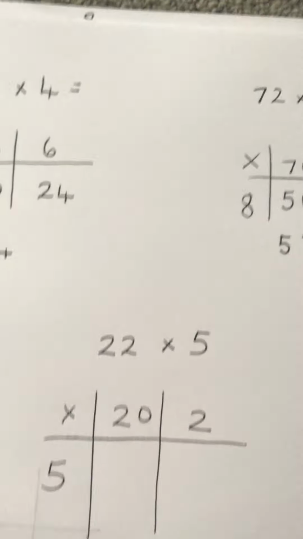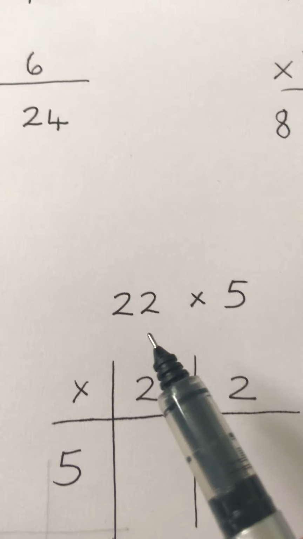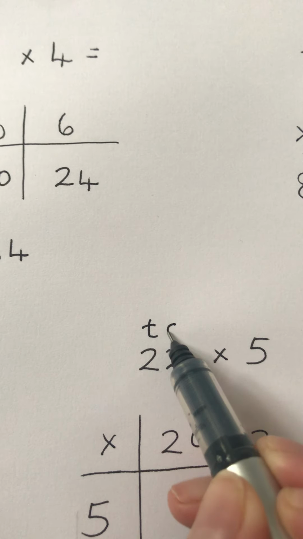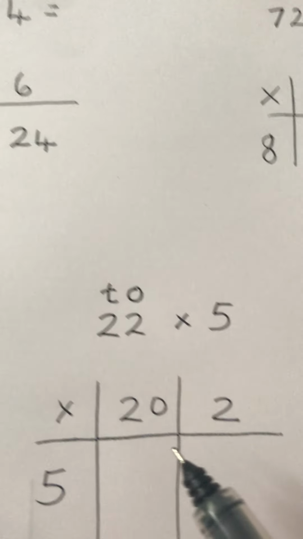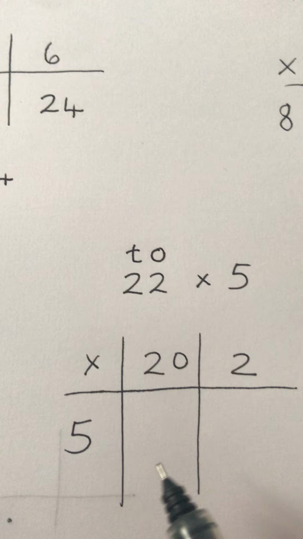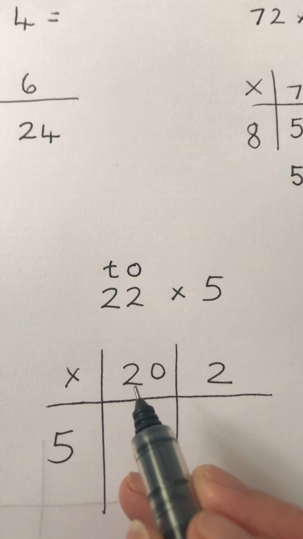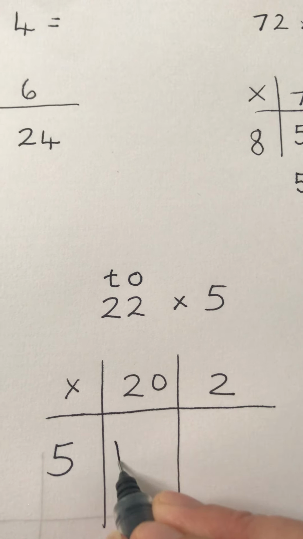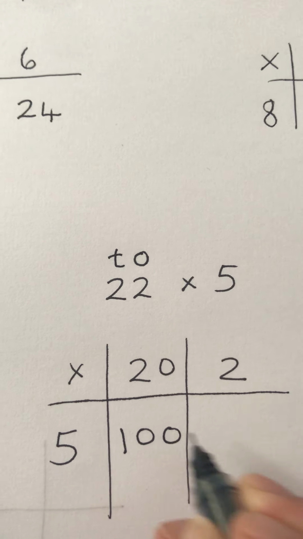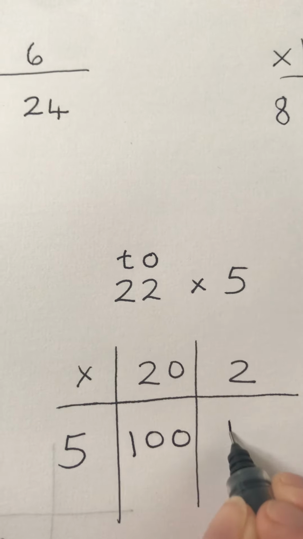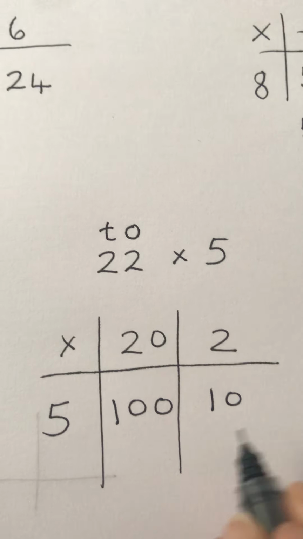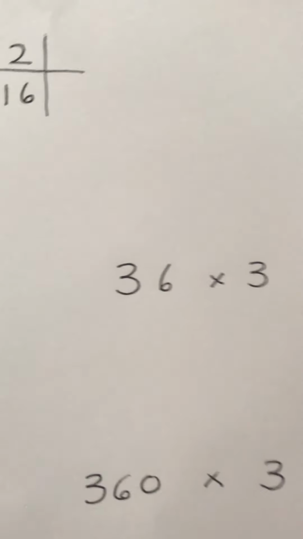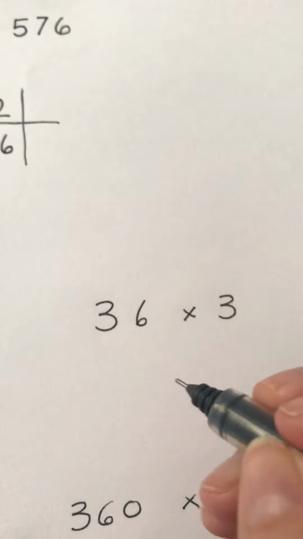And I'm going to show you with this one. So if it was 22 times 5, so you've got 2 10s and 2 1s, and you're timesing it by 5. So 2 times 5, I know that's 10. So 20 times 5 is 100. And then 2 times 5 is 10. And then I add those two together. So that makes 110.